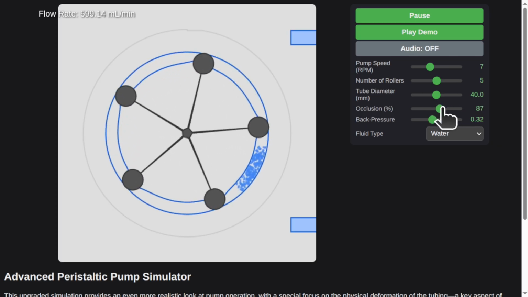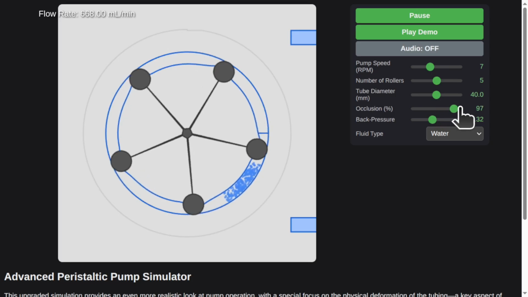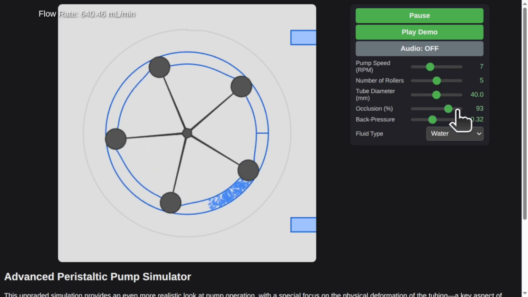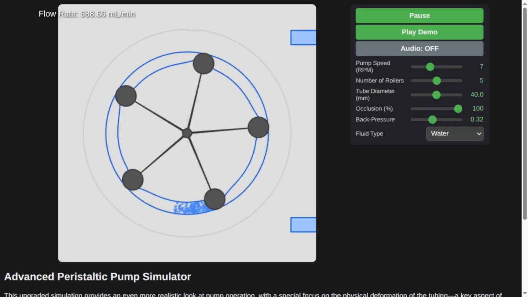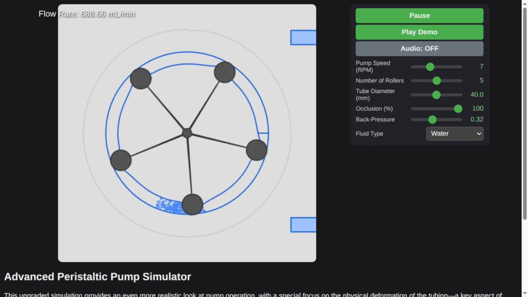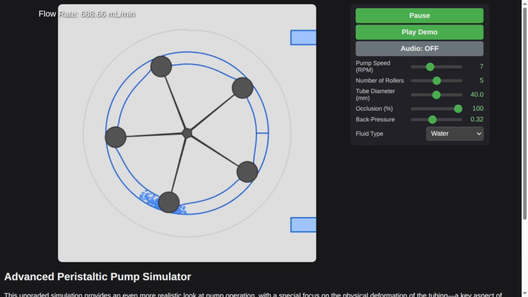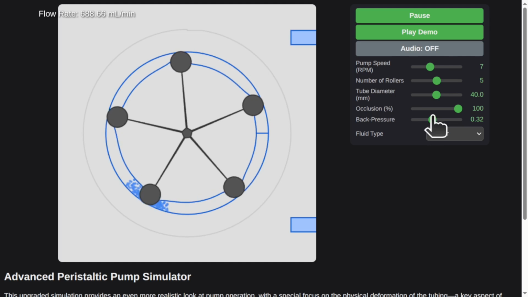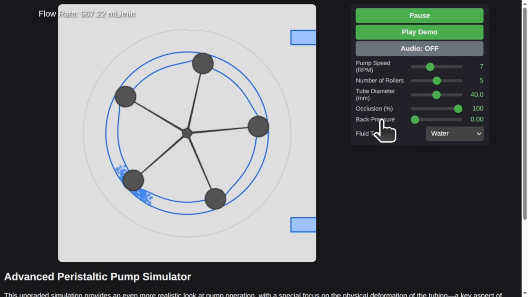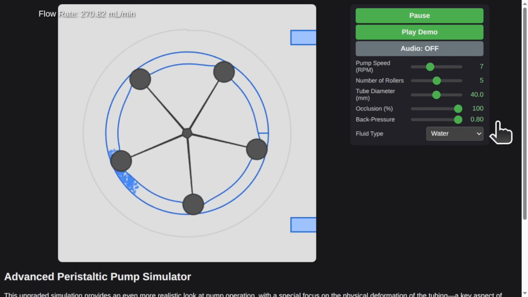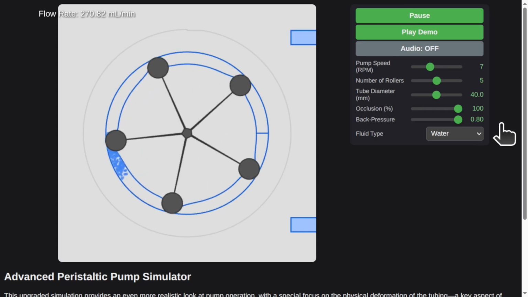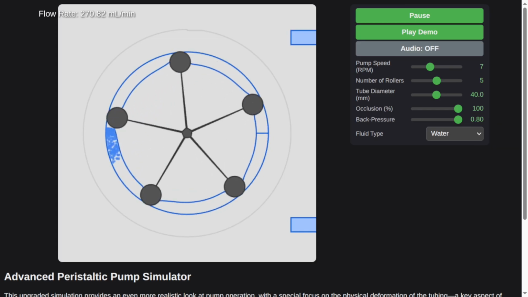Can you explain the occlusion percentage and what's actually happening to the simulation on the screen? Occlusion percentage indicates how much the rollers are compressing or pinching the tubing as they move. In the simulation, when the occlusion percentage changes, the flow rate at the top left also changes, suggesting that compressing the tube more or less directly affects the volume of fluid being pumped.